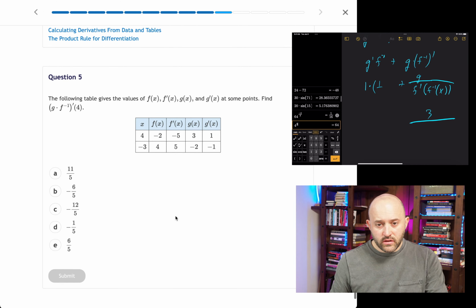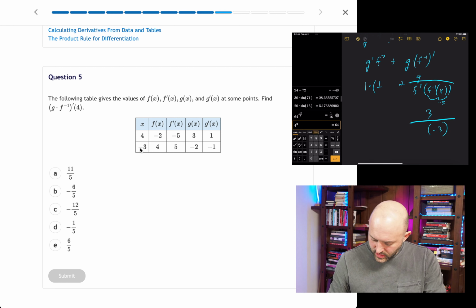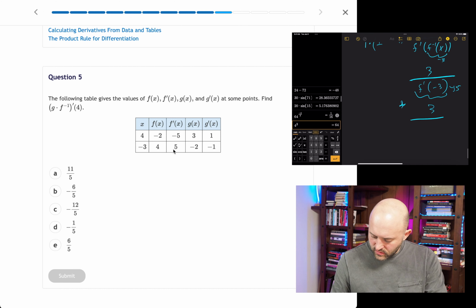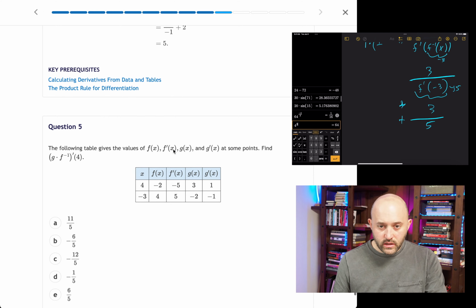Okay, so the inverse of 4 would be f inverse of 4 is minus 3. So this goes to negative 3. And we need to do the f prime of minus 3. So f prime of minus 3 is 5, which means that this whole thing turns into 5. Whew. Okay, so 3 over 5 is the right-hand side.